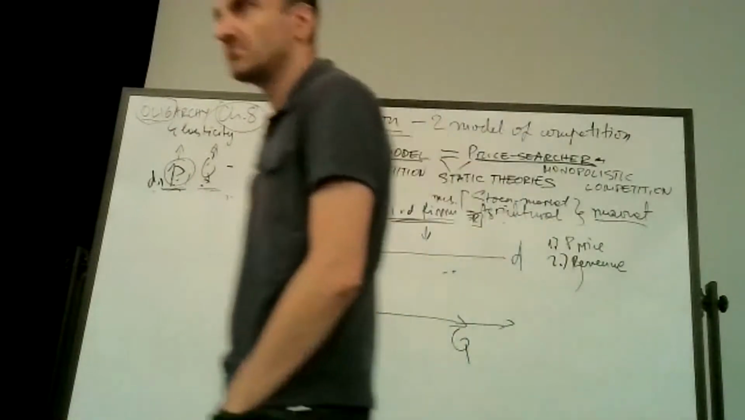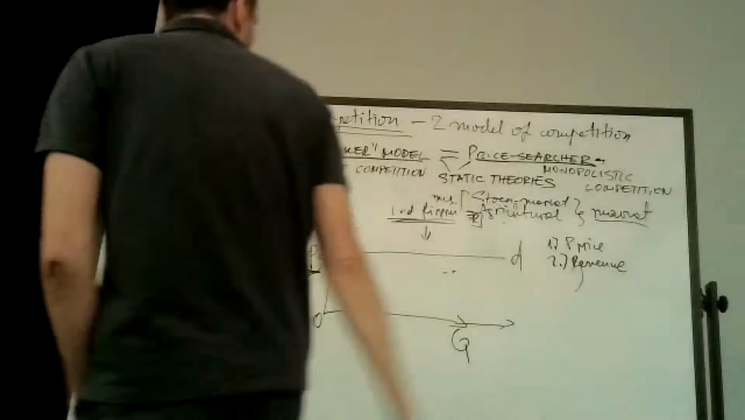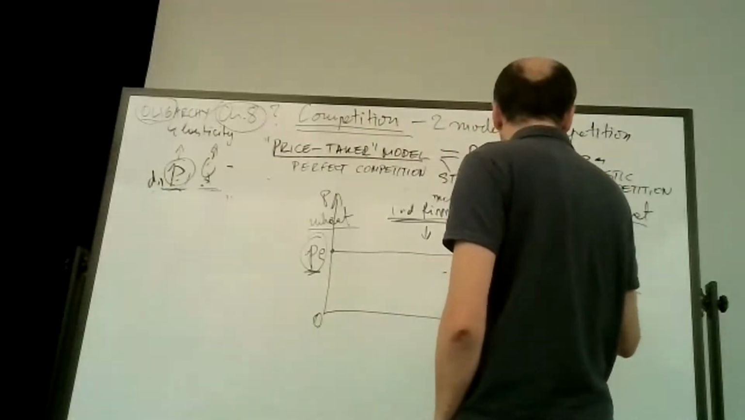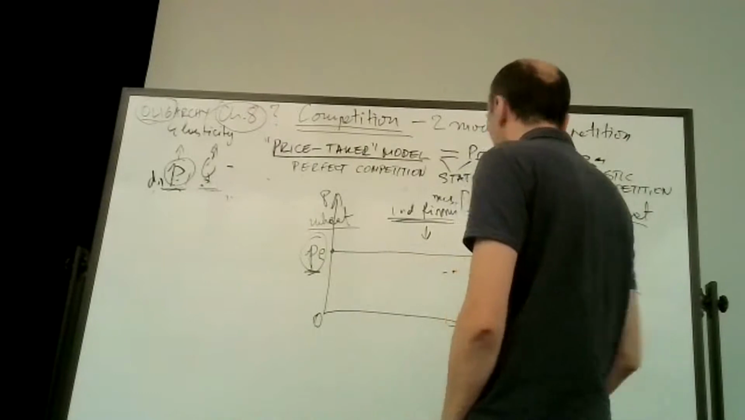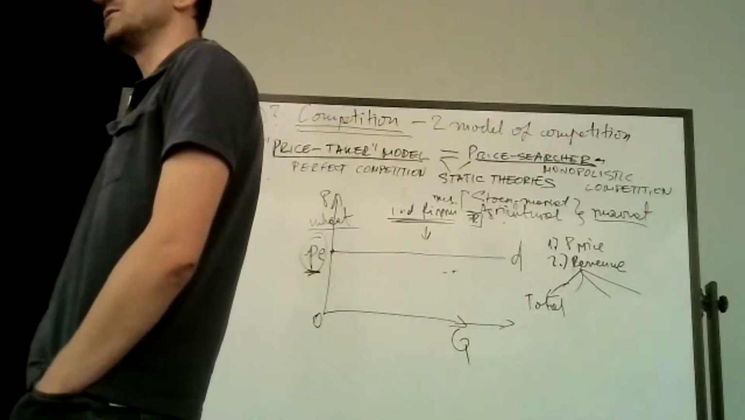Price times quantity. Price times the number of units that you sell. Okay, there are three categories of revenue that we want to talk about. First is the total revenue. What would that be? What is the total revenue that a firm has?